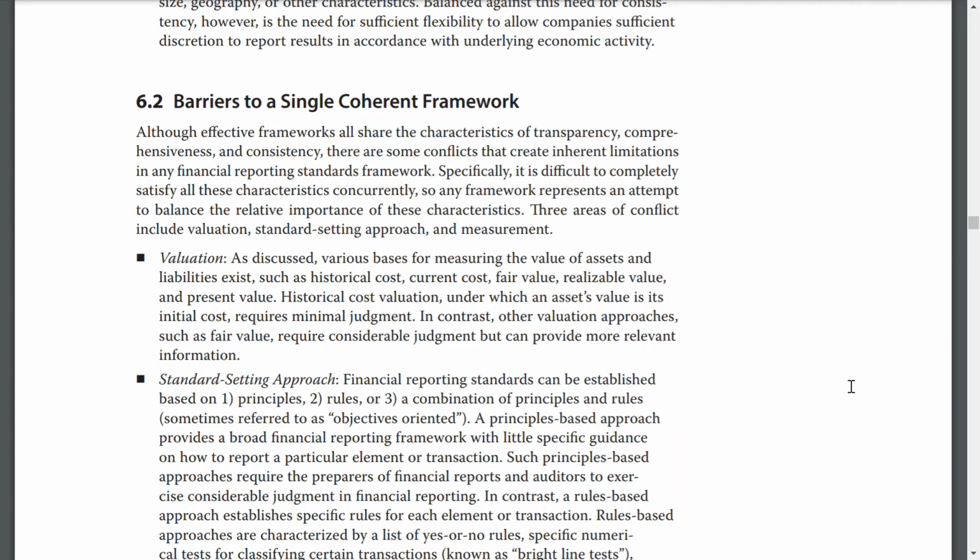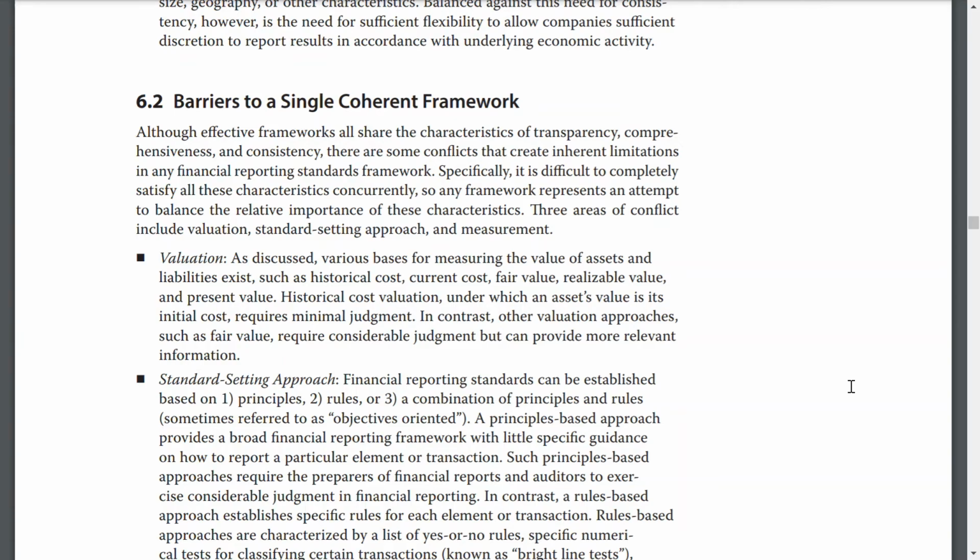Barriers to a single coherent framework. Although effective frameworks all share the characteristics of transparency, comprehensiveness, and consistency, there are some conflicts that create inherent limitations in any financial reporting standard framework. Especially, it is difficult to completely satisfy all the characteristics concurrently. So any framework represents an attempt to balance the relative importance of these characteristics. 3 areas of conflict include valuations, standard setting approach, and measurements. So valuation, standard setting approaches, and measurements.